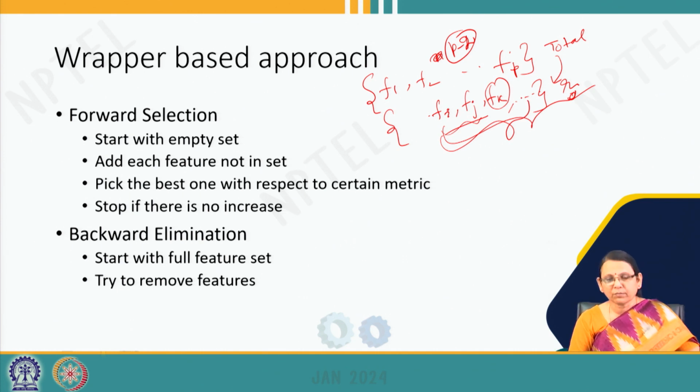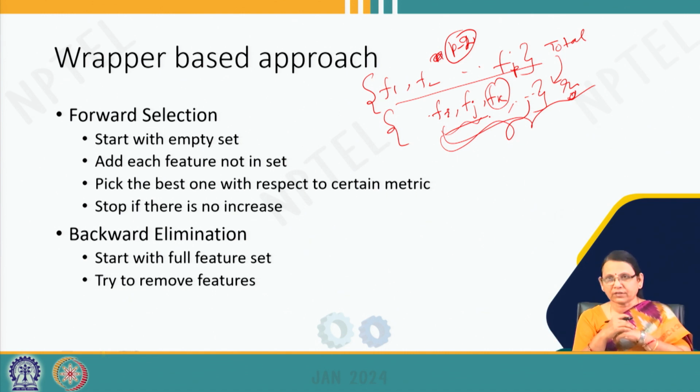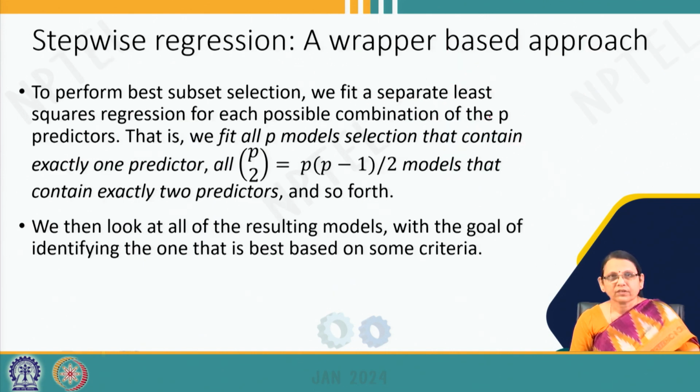In case of backward elimination, just the opposite happens. You take the full set of features and selectively keep on eliminating. Eliminate one, test, eliminate second one, test. So, for the first elimination with each individual you have tested p features. For the second elimination, once you eliminate one, p minus 1 remain, for the third elimination p minus 2 remain, and so on. So, you continue like this.